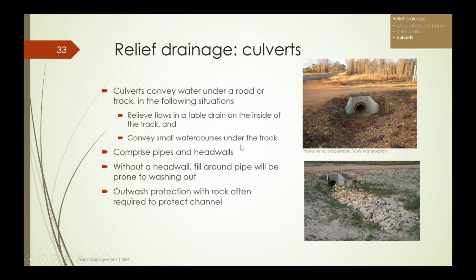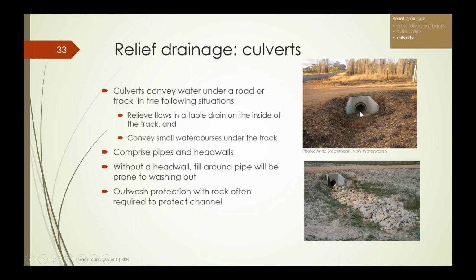There's two parts to the culvert. One is the pipes, obviously, but the other important part is the head wall, and the head wall is crucial. There's no point in putting a pipe in unless you actually put in a head wall, because the soil, the fill that goes over the top of it will just fall in, find its way into the watercourse and become part of the problem.